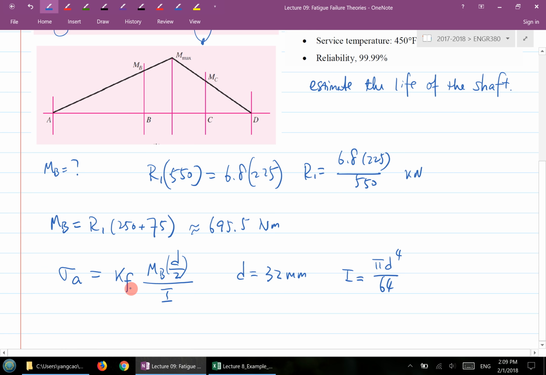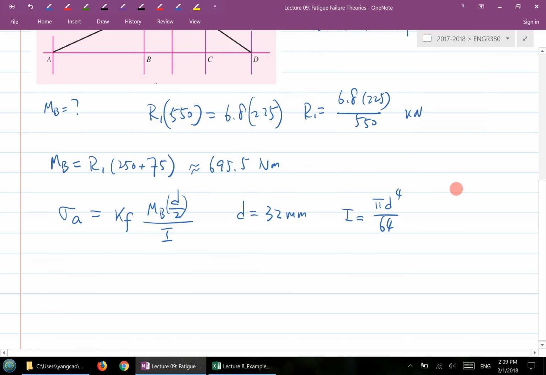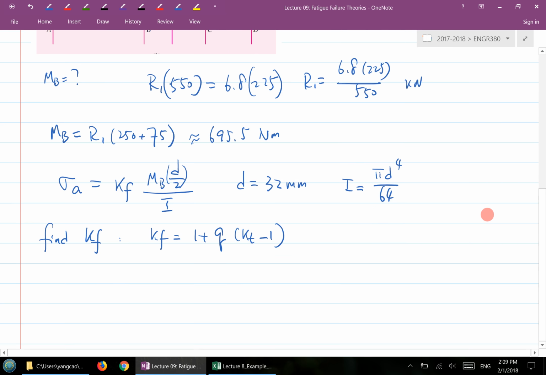Now the Kf is the fatigue stress concentration factor. So you need to find this Kf first before you can calculate this sigma A. Because this is the normal stress, the Kf formula is 1 plus q times (Kt minus 1). That's your fatigue stress concentration factor calculation. We have to find Kt, and we also have to find this q, the notch sensitivity.